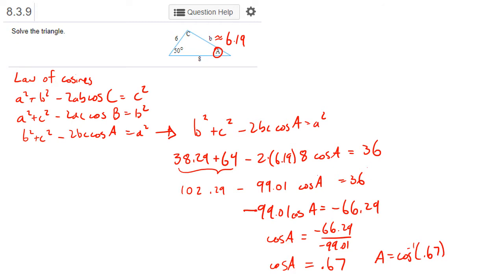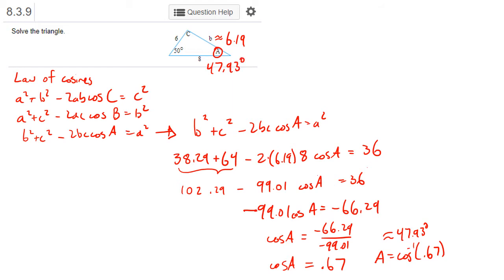Now, if I punch that into a calculator, arc cosine of 0.67, it says 0.84, but that's in radians mode. So if I want it in degrees, because we have a 50-degree angle, we may as well be consistent. Instead of getting 0.83658 radians, I'm going to just multiply it by 180 over pi to convert it into degrees, and we get 47.93. So A is approximately 47.93 degrees.